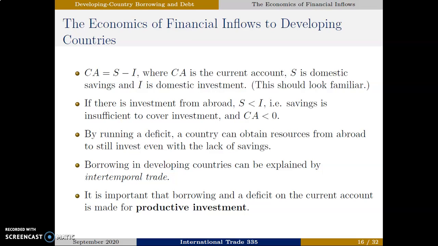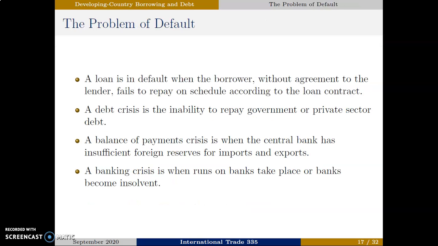Again, as discussed before in the course, the motivation of borrowing is also important. If it is made for productive investment, it should pay for itself in the future. If not, then consumption borrowing might cause repayment problems. The problem of repayment and default is what causes many of developing countries' problems.